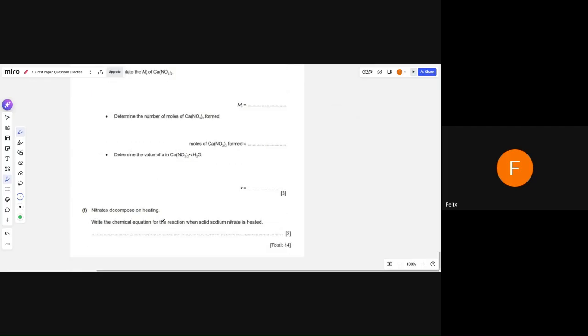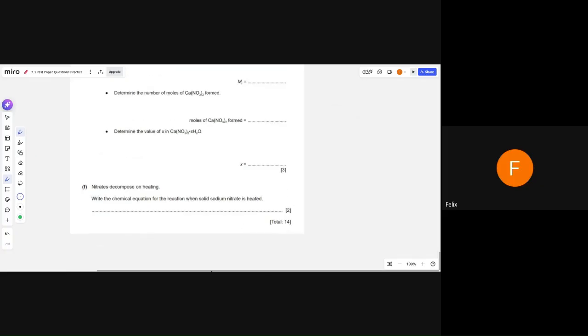Write the chemical equation for the reaction when solid sodium nitrate is heated. That is a decomposition reaction. It's the last question, so let me just write the components. 2NaNO3, that is the formula of sodium nitrate, will change into 2NaNO2 plus O2. So that is the equation.